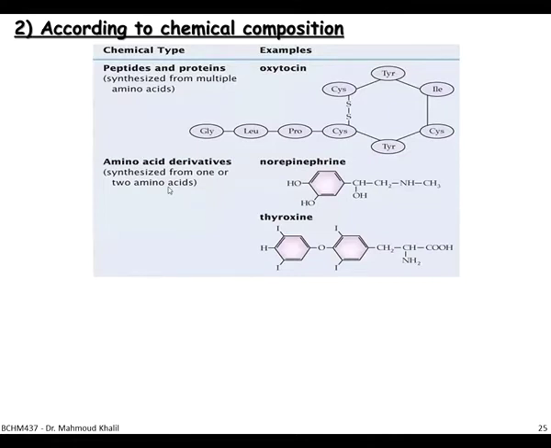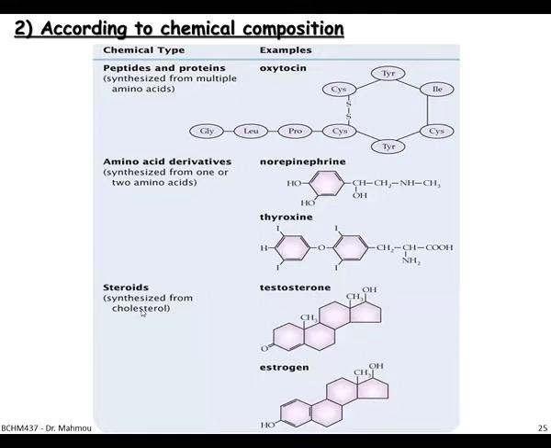The second, as we said, is the amino acid derivative hormone. And you can see that it is generally synthesized from 1 or 2 amino acids max. The major examples are norepinephrine and the thyroxine hormone. The third type, as we said in the previous slides, is the steroid hormone. That is generally synthesized from cholesterol. And you can see the famous examples are the sex hormones, including testosterone and estrogen. And of course, you don't need to memorize the chemical structures of these hormones.